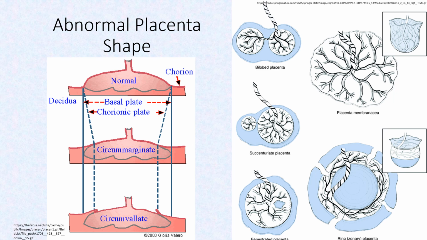A succenturiate placenta occurs when one or more accessory lobes develop in the membranes apart from the main placenta body, possibly with a fetal vessel connecting them. This is a variant of a bilobed placenta. The communicating membrane connecting the lobes may or may not have vessels.